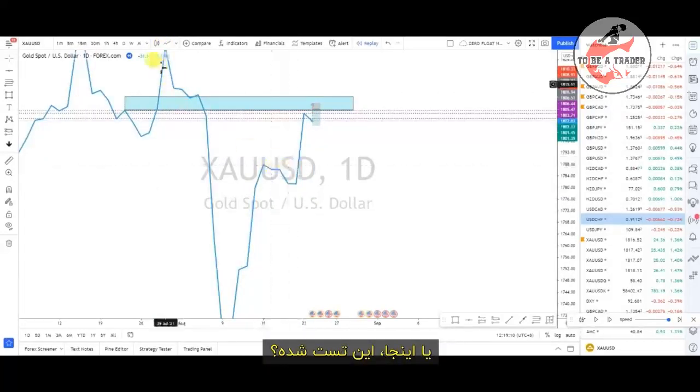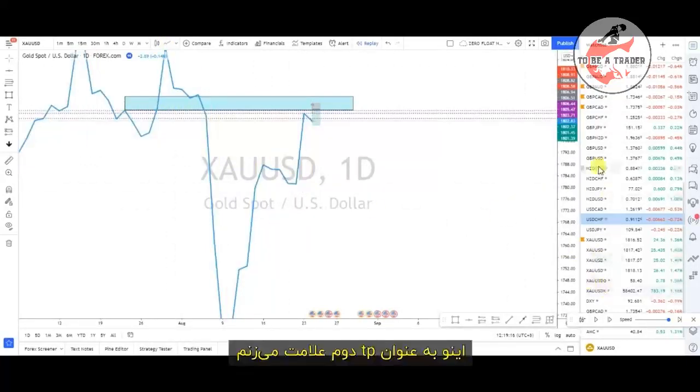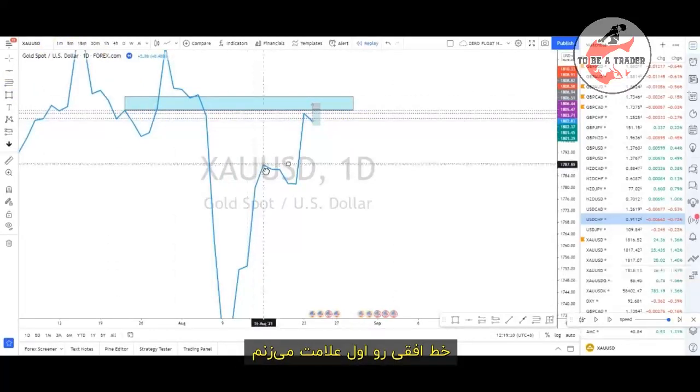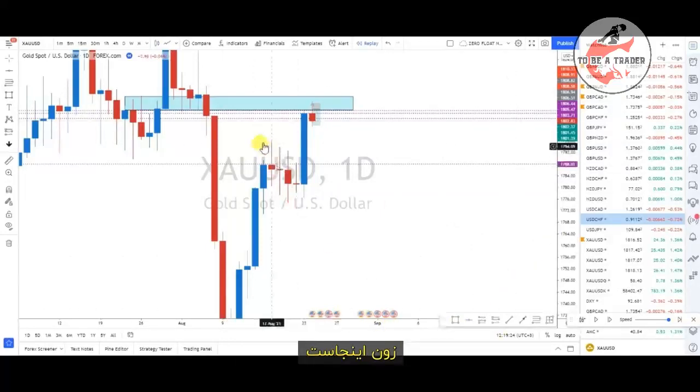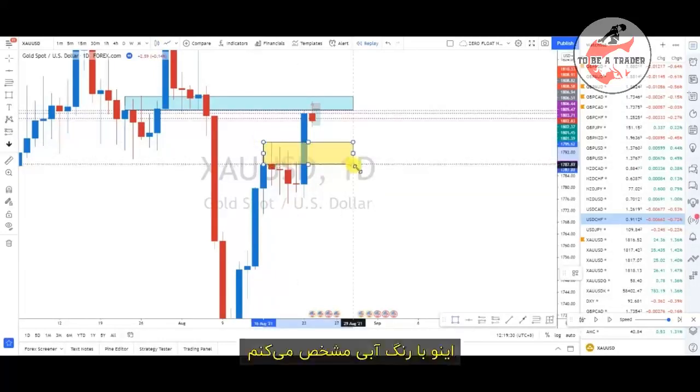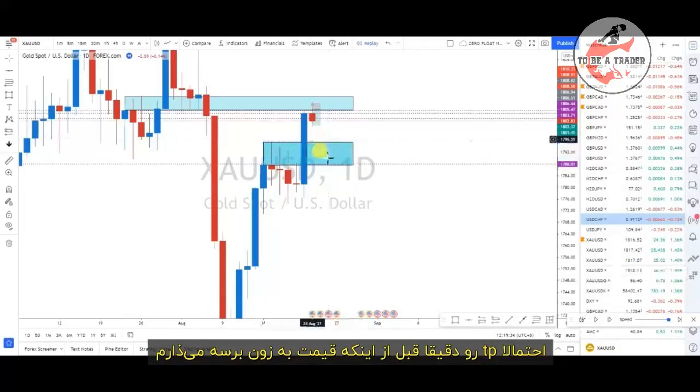Okay, has this been tested? No, so this will be the resistance-become-support area. So I'm going to mark this as a second TP. Never mind, we mark the horizontal line first, and then we mark the zone. This is the zone for this one. I'm going to color this blue. So I will probably TP just before the price reaches this zone.